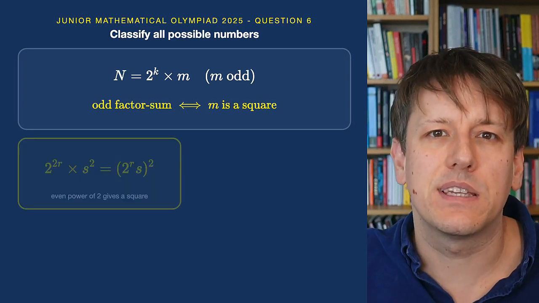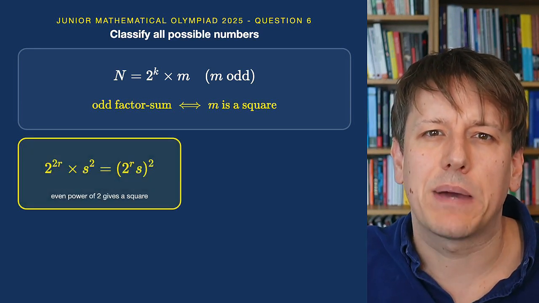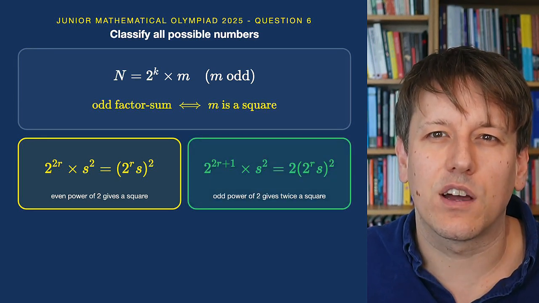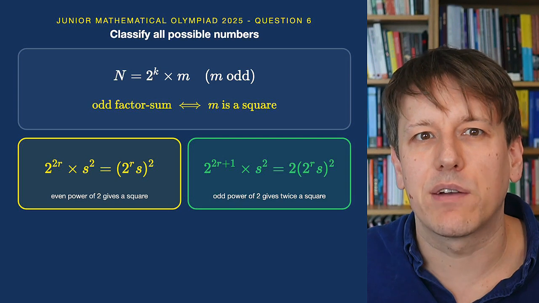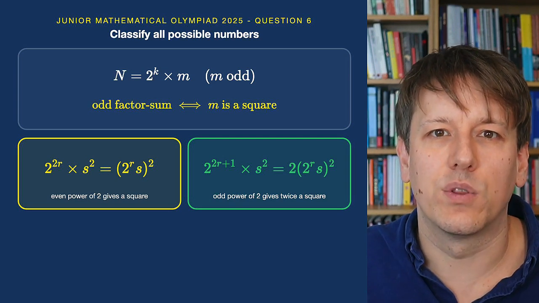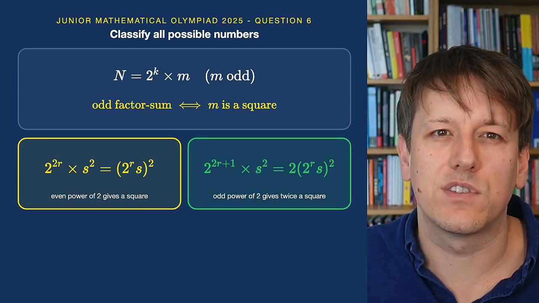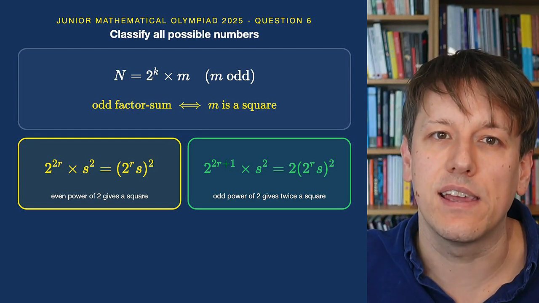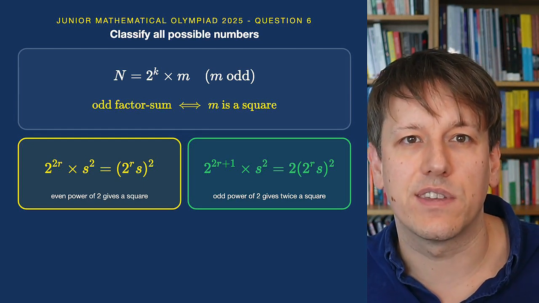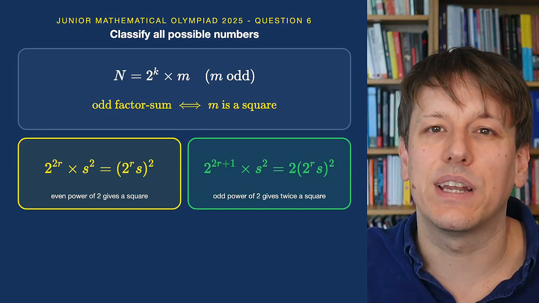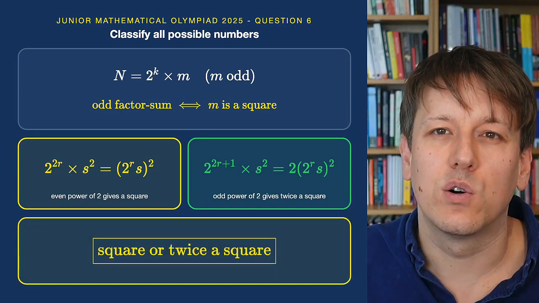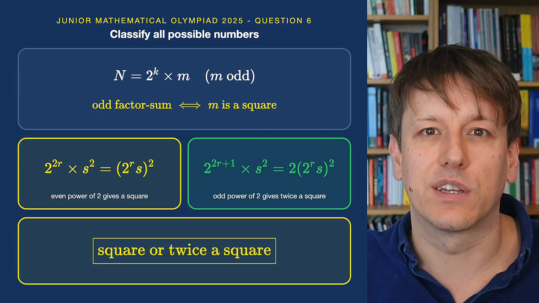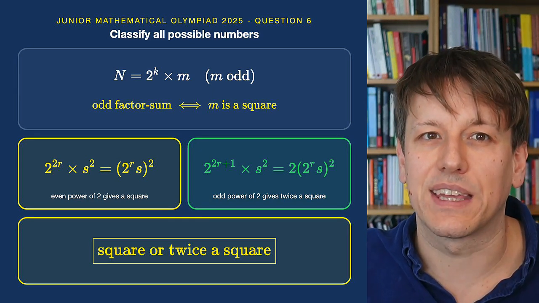But this simplifies even more, because if the power of 2 itself is 2 to an even number, then the whole number is square again. So actually, if the power of 2 is odd, the whole number is twice a square. If the power of 2 is even, then it's exactly a square number. So the numbers we're looking for, the ones with an odd factor sum, are exactly those that are either a square number itself or twice a square number. So we've really reduced what we're looking for here to something a little bit easier.